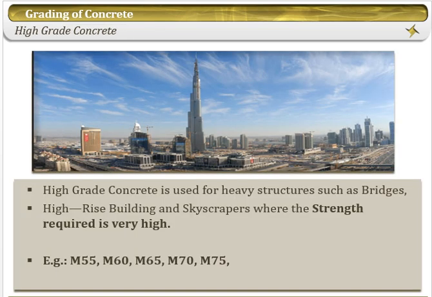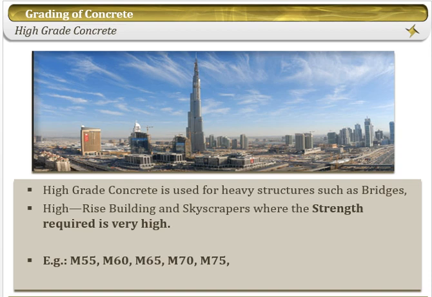Firstly, we discuss the high grade concrete. The high grade concrete is used for heavy structures, such as bridges, high rise buildings, and skyscrapers, where the strength required is very high. Because of the high self weight of the concrete and in multi storey buildings, the loads like slabs, columns, beams, here we require very high strength.